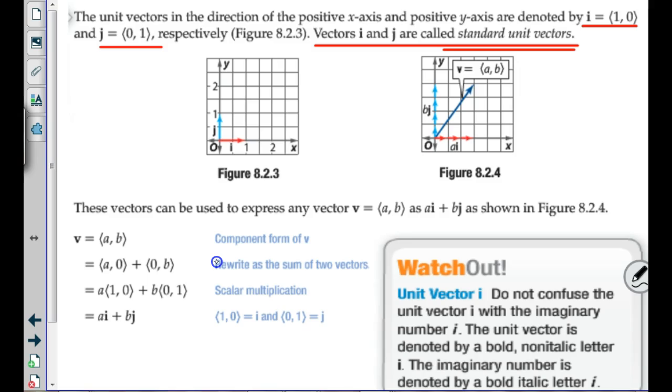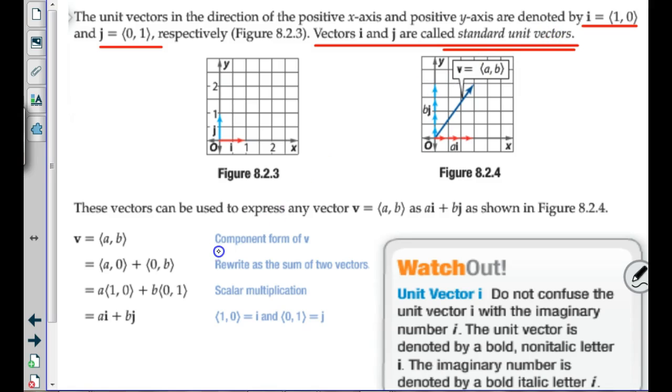All right. But this IJ business, like I said, you're going to like this. If there was a vector that's named I that is 1 unit to the right, anytime you're going across, you can use an I vector of 1 unit. J is the unit vector that goes up, so it's 0, 1. These are called standard unit vectors.